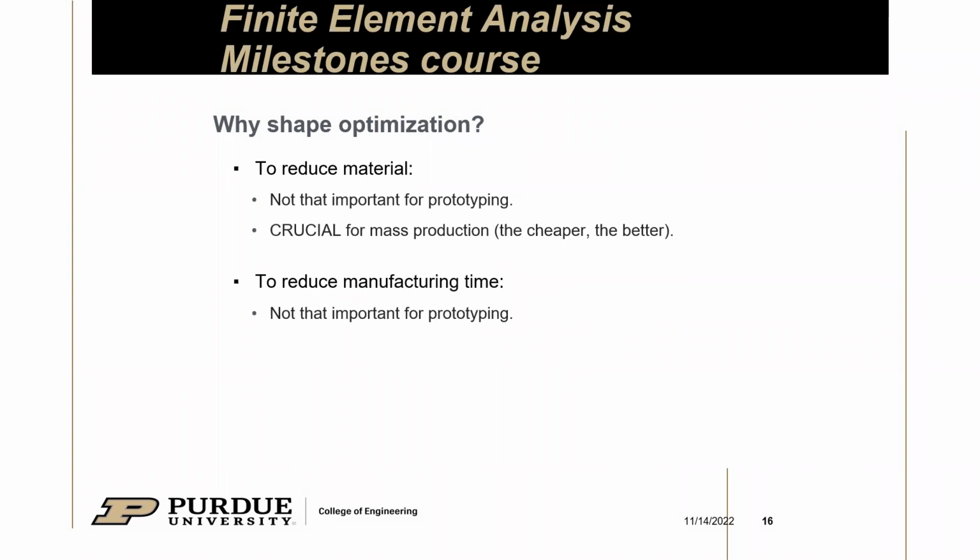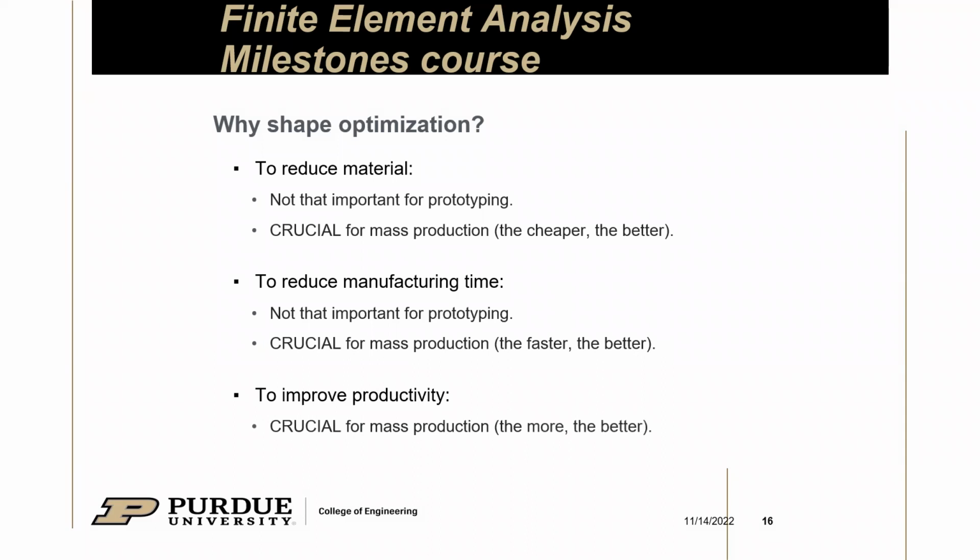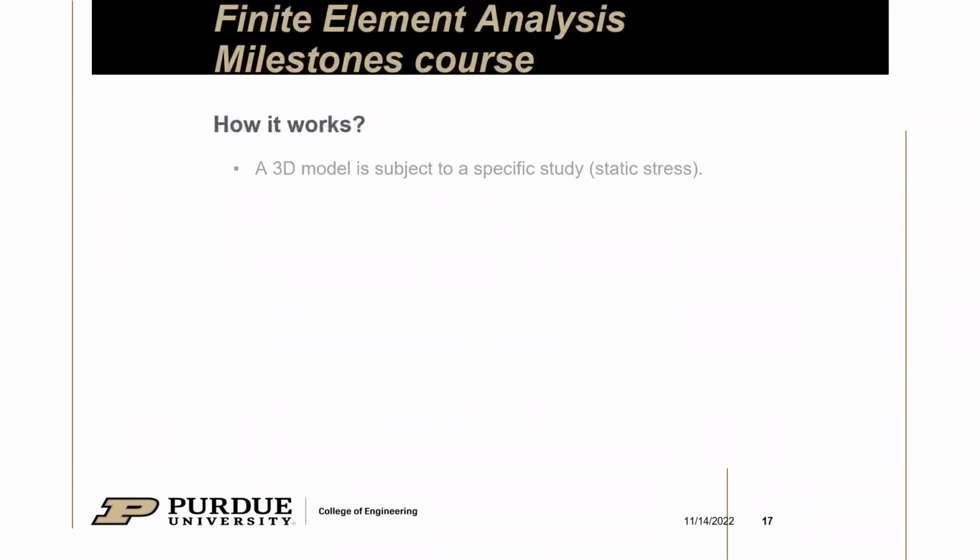I mean, you guys will understand why, but when we shape optimize, basically our part gets smaller. There's no way we shape optimize to make our part bigger, right? So that way it should help improve the manufacturing time. If you guys should get one thing from this slide, it's that shape optimization helps a lot in the manufacturing stage. And how does shape optimization work?